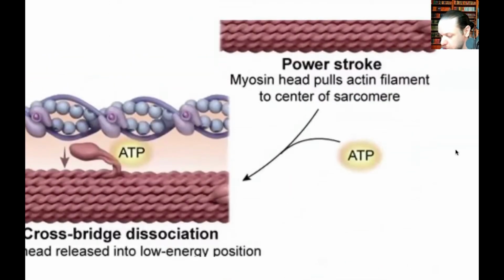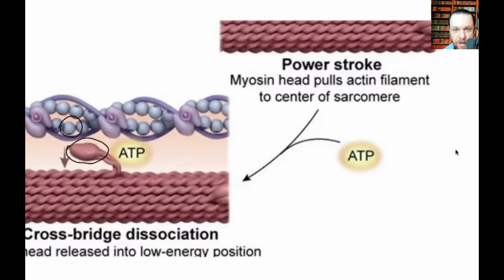So this is what I was talking to you about when it creates this power stroke. ATP needs to come in and dissociate, dislodge this myosin head that's bound to the actin, the thin filament. ATP binds to it and dislodges it. Now it's cocked and ready for the next action. ATP is hydrolyzed into ADP and inorganic phosphate, and this energy is what is utilized to facilitate the contraction of the muscle.